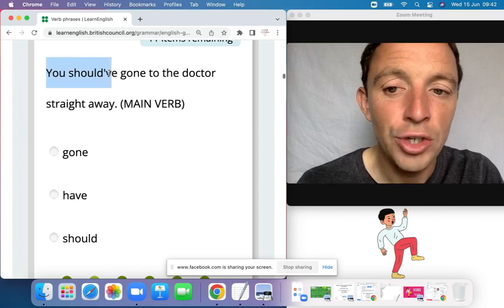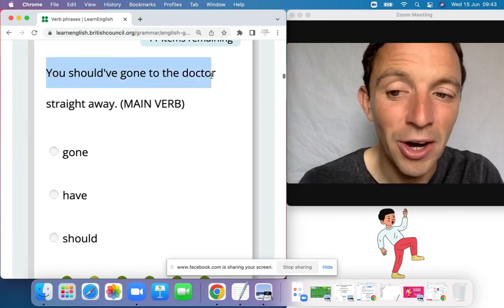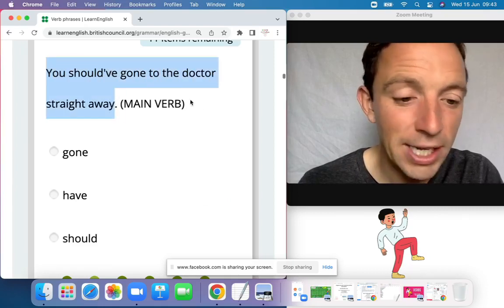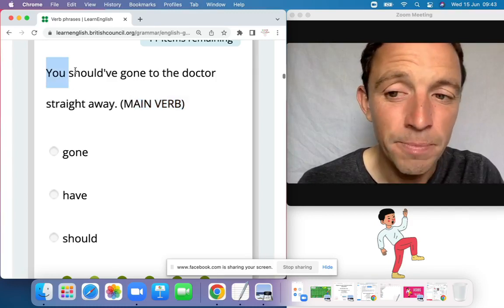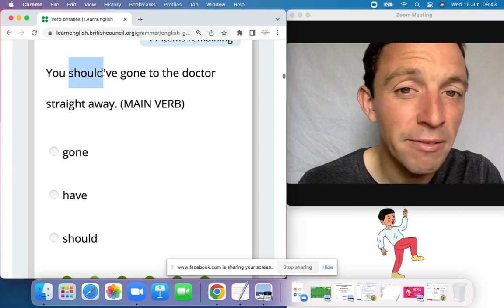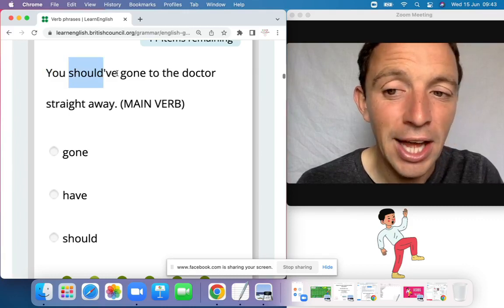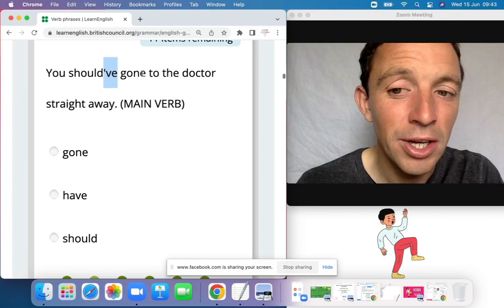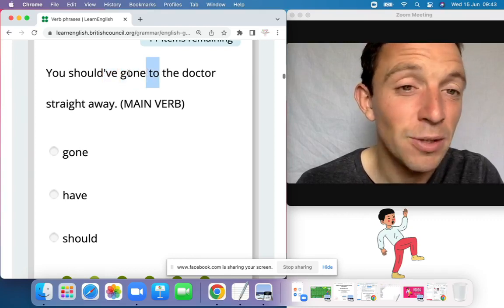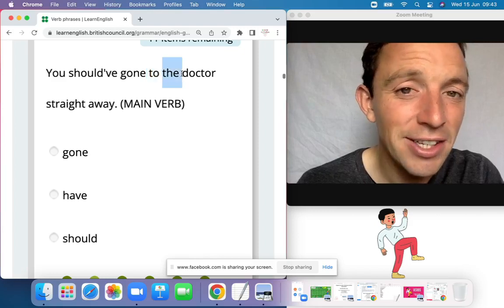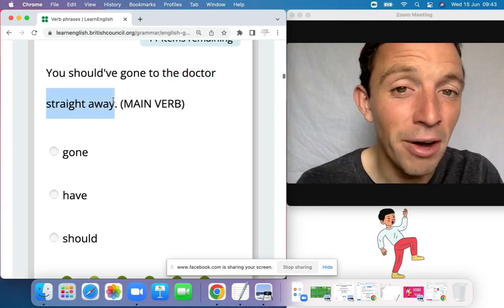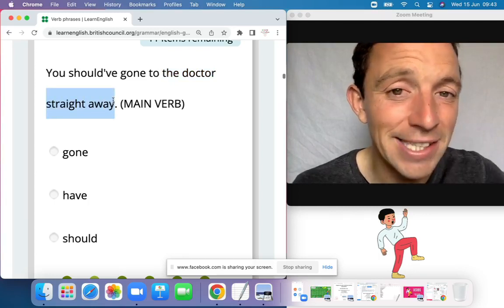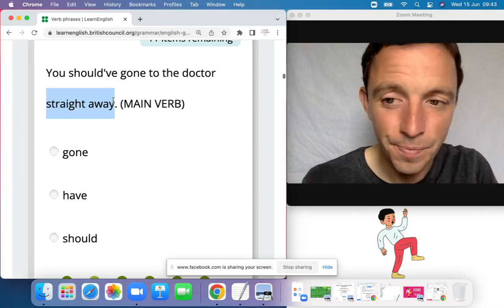You should have gone to the doctor straight away. We need to find the main verb. You is the subject pronoun. Should is the modal for advice and recommendation. Have is another verb. Gone is another verb, to go. To is the preposition connected with go. The is the article, the definite article. Doctor is the noun. Straight away is the adverb of time, and straight away has the significance of immediately.